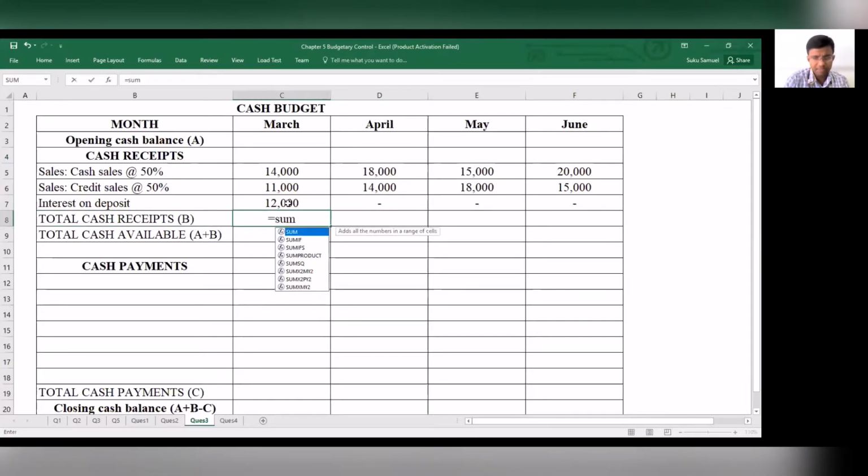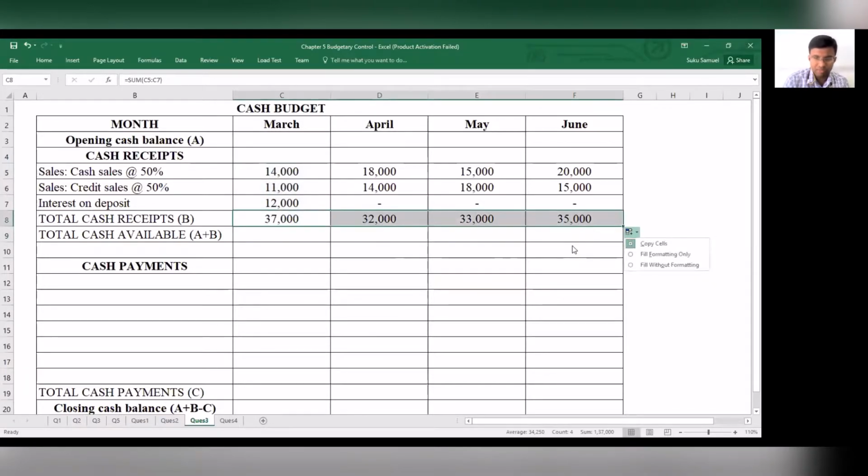Now let's add up the total cash receipts. So we have to add up these three, and that will be 37,000 for April, for March, April, May, June. We have to calculate the total. You just have to add up these, and that will help you fetch the total cash receipts. Okay, we've got that in picture.